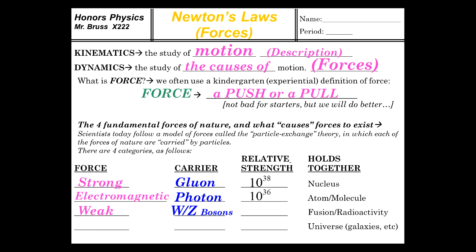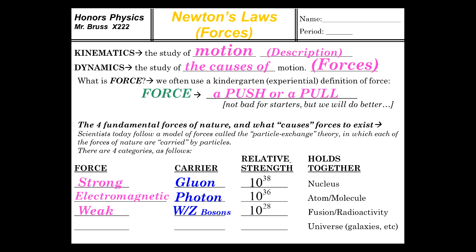So back to the weak force, the carrier, W and Z bosons, which are heavy particles that enable that force to manifest itself with a relative strength of 10 to the 28. Now, if it wasn't for this force, we would have no fusion going on in the sun. It's also responsible for the transmutation of nuclear particles, responsible for radioactivity. And in the process of radioactivity, we actually have nuclei changing from one thing to another.